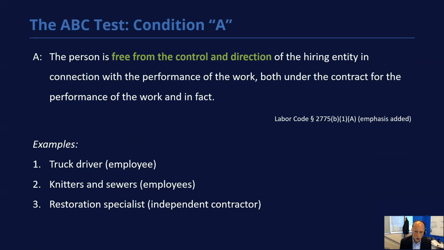Condition A of the ABC test requires the hiring entity to show that the worker is free from the control and direction of the hiring entity in connection with the performance of the work, both under the contract for the performance of the work and in fact. The California Supreme Court in Dynamex explained this condition as follows: a worker who is subject to the type and degree of control a business typically exercises over employees is considered an employee. Depending on the nature of the work and overall arrangement of the parties, a business need not control the precise manner or details of the work in order to be found to have maintained the necessary control. And the hiring entity must establish that the worker is free of such controls to satisfy condition A of the ABC test. The more the hiring entity exerts control, the more likely the worker will be deemed an employee.